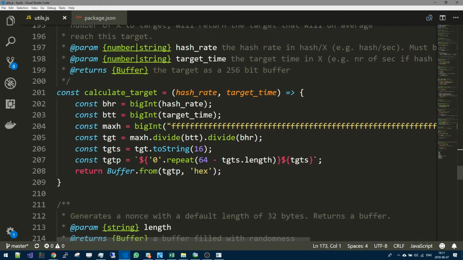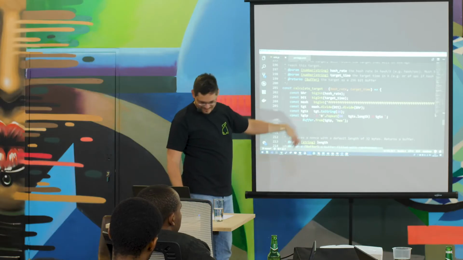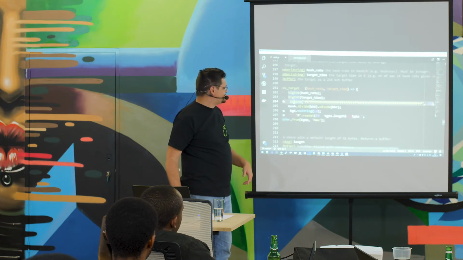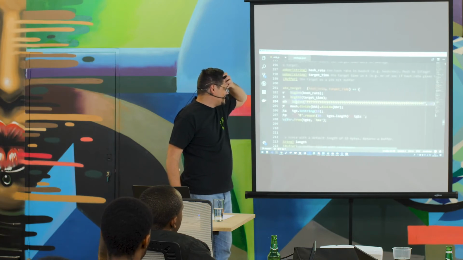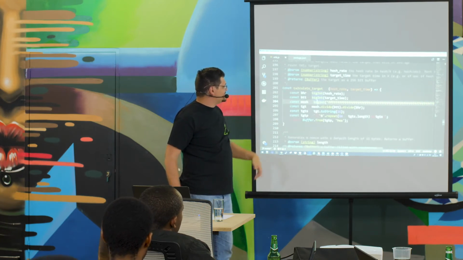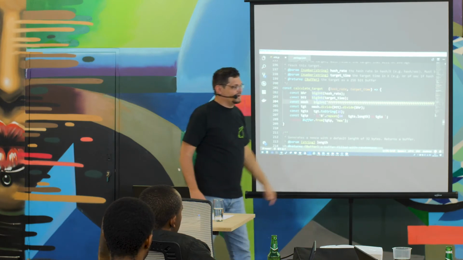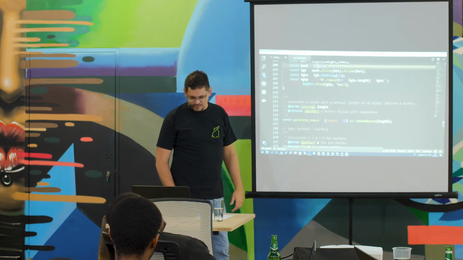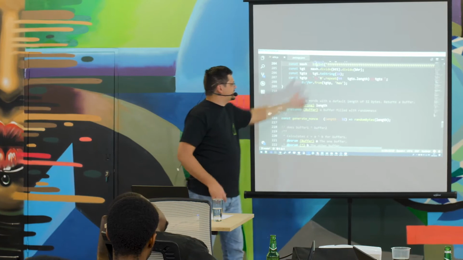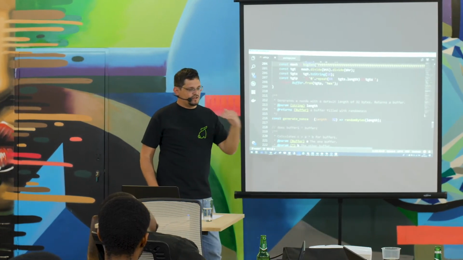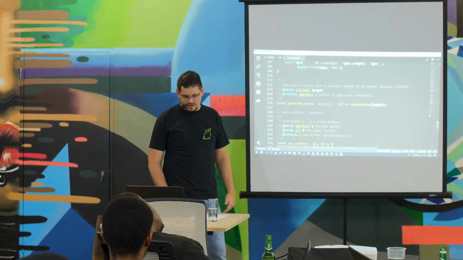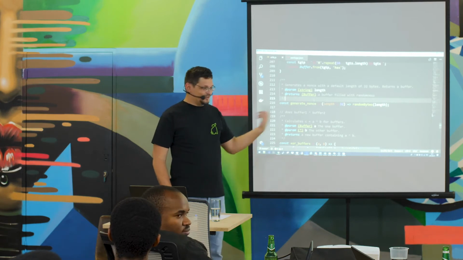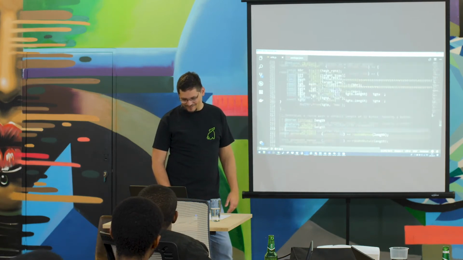We've got calculate target. This is the function that calculates the target. Look at that big integer. That is 32 bytes worth of Fs. That is the maximum hash value. All this does is you give it a hash rate and a target time, and it will tell you what the target needs to be if you've got a certain hash rate and a certain target time that you need. For example, Bitcoin is 10 minutes, so they keep recalculating the hash target to make sure that the block takes an average of 10 minutes to create. We don't recalculate the block target because that's too complicated, but we need to calculate it at least once. So we have this function.